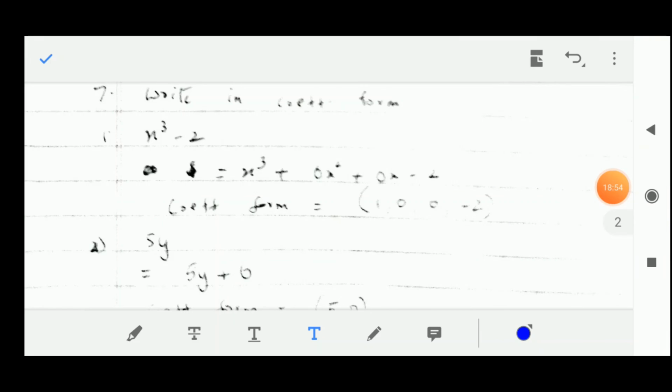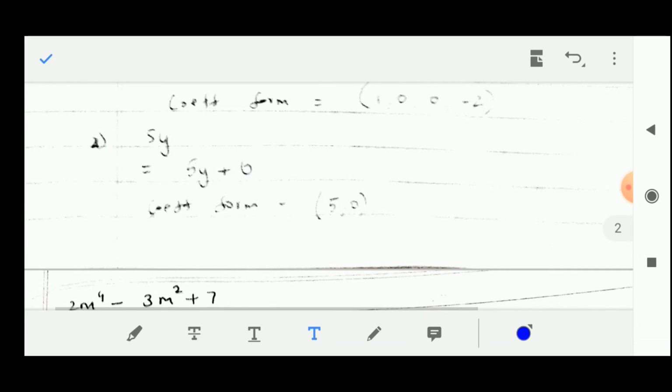Then write the coefficient form of this. Coefficient form means you first write it in the standard form. x cube minus 2 is there. The terms containing x square and x are not there, so those terms you will write by taking the coefficient 0. x cube plus 0 x square plus 0x minus 2. Then just write down the coefficients in the bracket: 1 0 0 minus 2. Then 5y plus 0, the coefficient form will be 5 and 0.